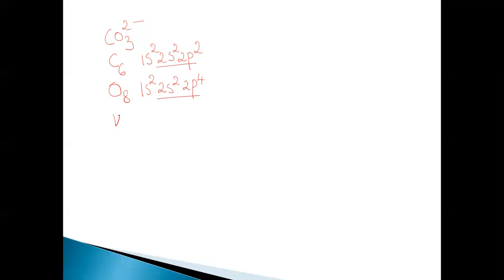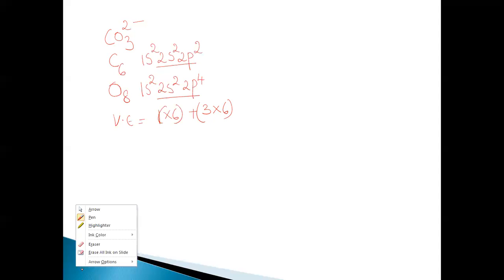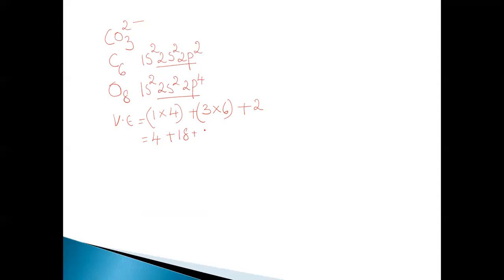So the total number of valence electrons in this is equal to 1 into 4, that is only 1 carbon, plus 3 into 6, plus two more electrons because it is minus 2. So this is 4 plus 6 threes are 18, plus 2. The total number of valence electrons in this is 24 electrons.